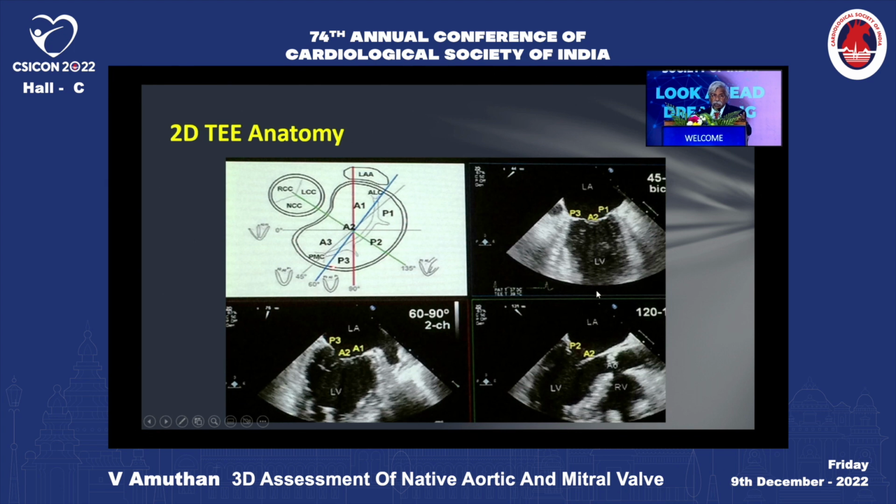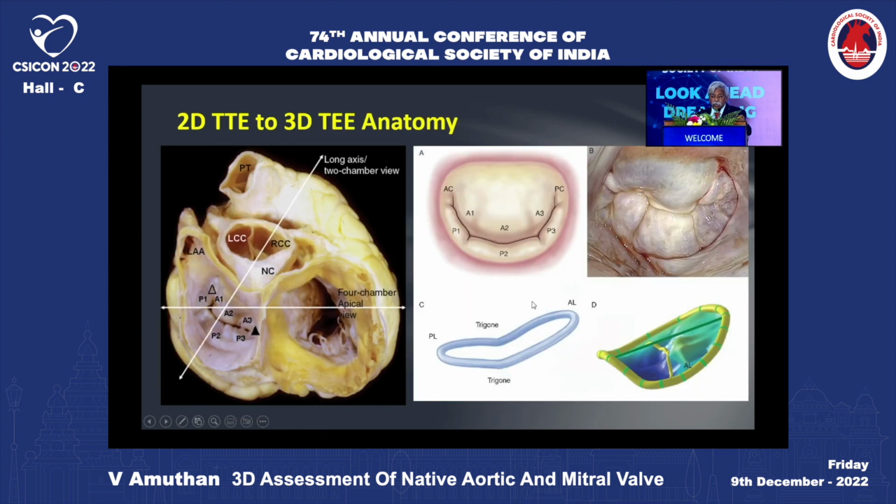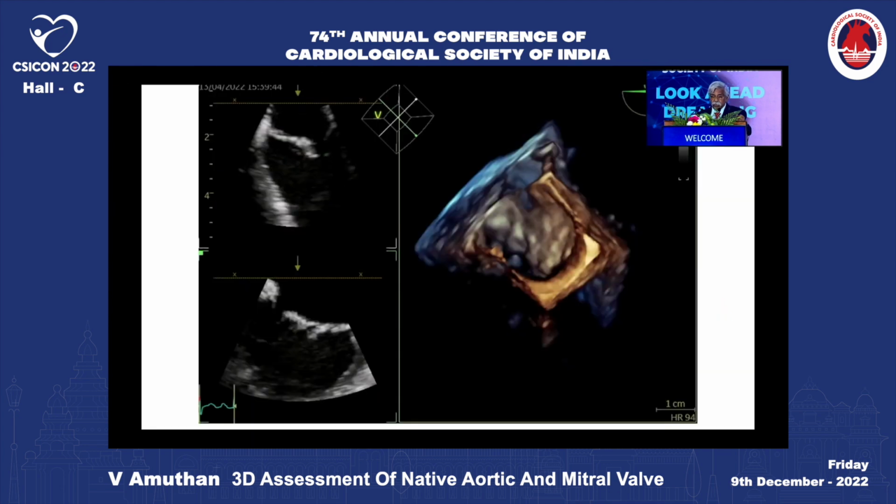The only thing which is reliable identification of scallops in your 2D technique is your 120 degrees or the long axis view, where you can say definitely it is A2 or P2. Still, even in this, you can see here the cutting planes can be different, so that the scallop identification may be very difficult with your 2D technique, which is very easy with your 3D technique.